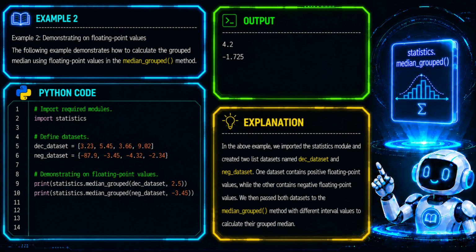Explanation. In the above example, we imported the statistics module and created two list datasets named dec_dataset and neg_dataset. One dataset contains positive floating point values, while the other contains negative floating point values. We then passed both datasets to the median_grouped method with different interval values to calculate their grouped median.